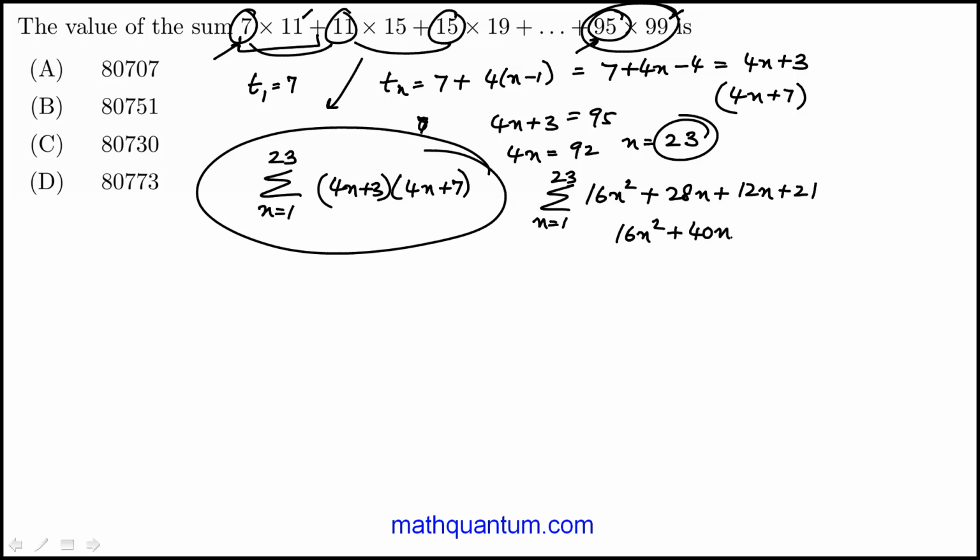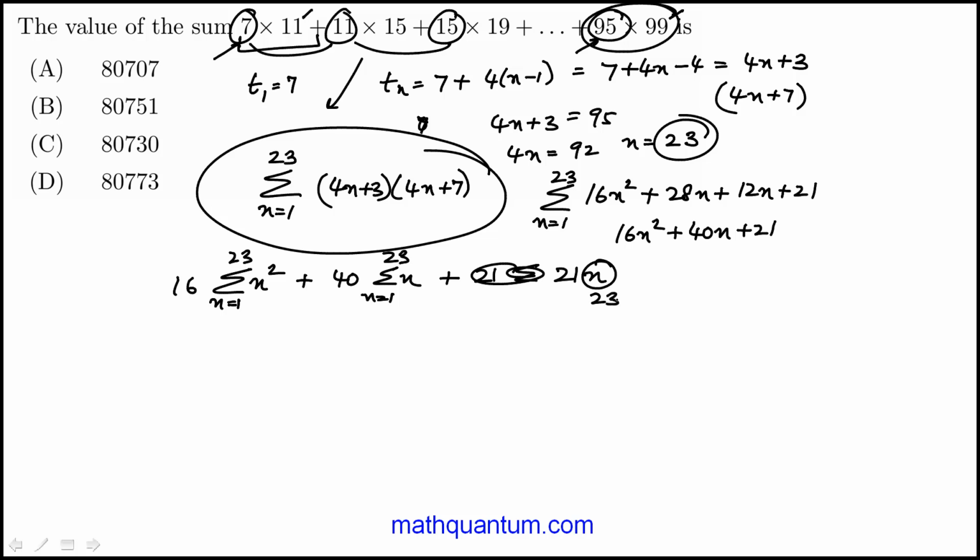Plus 40n plus 21. So we're adding each one of these. 16n squared, and then n equal to 1 to 23, plus 21. This would just be 21 times n, where n would be 23. So this becomes 16, and again, I don't know if you know the formula for the sum of the squares of natural numbers. It's n times n plus 1, 2n plus 1 over 6.